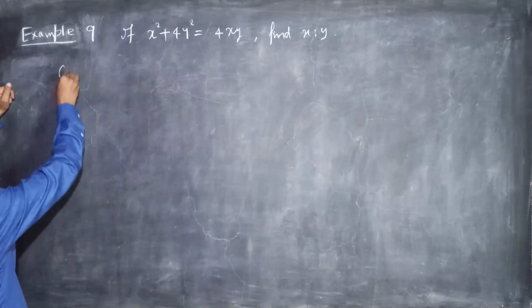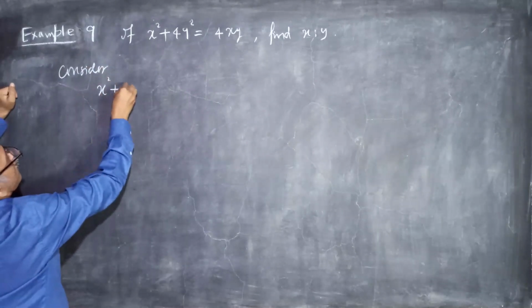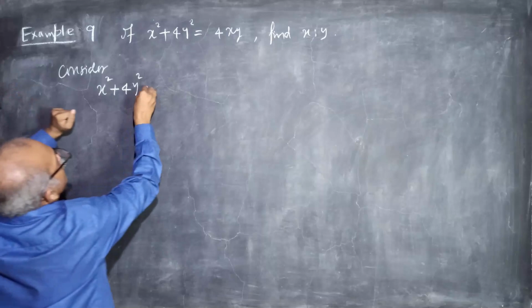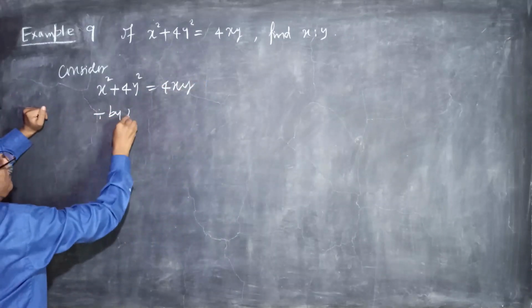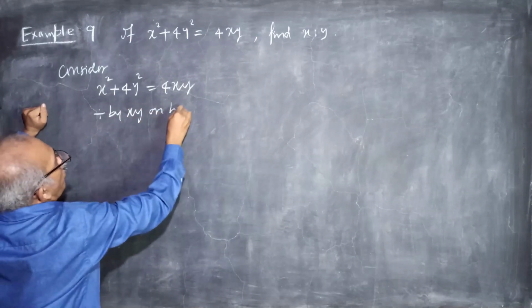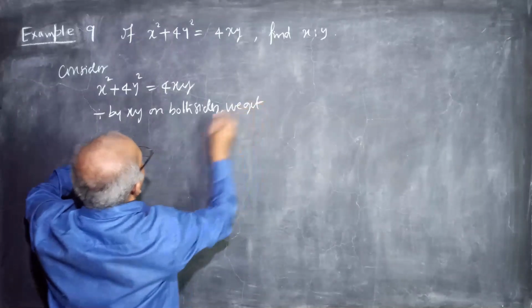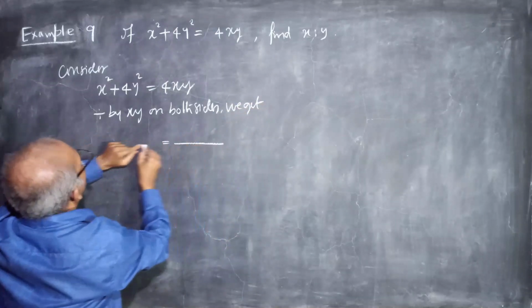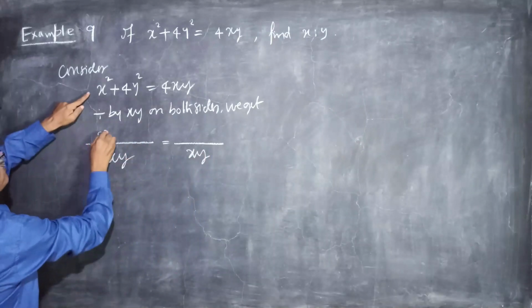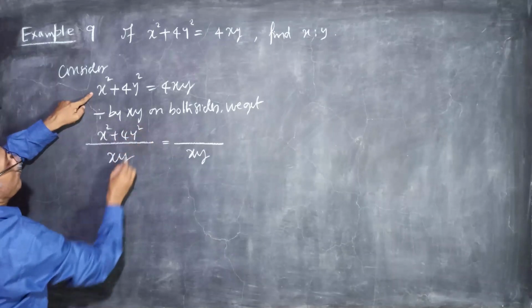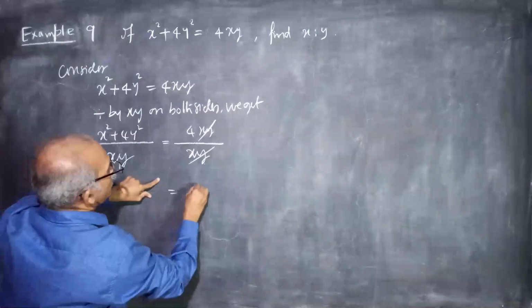First we shall consider the given equation. Consider x square plus 4y square is equal to 4xy. Divide by xy on both sides. We get x square plus 4y square by xy is equal to 4xy by xy. Here xy gets cancelled, so 4.